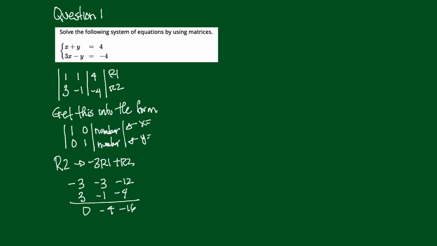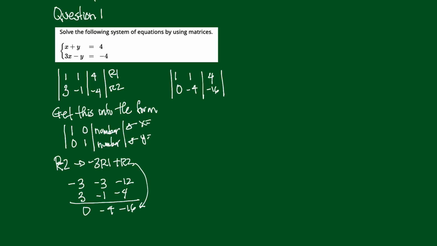So here is our new matrix. I'll do it right up here. First row stays the same, 1, 1, vertical bar 4. But row 2 became this, which is this one right here. So this is what we're going to replace row 2 with, 0, -4, -16. So we've got some progress here.